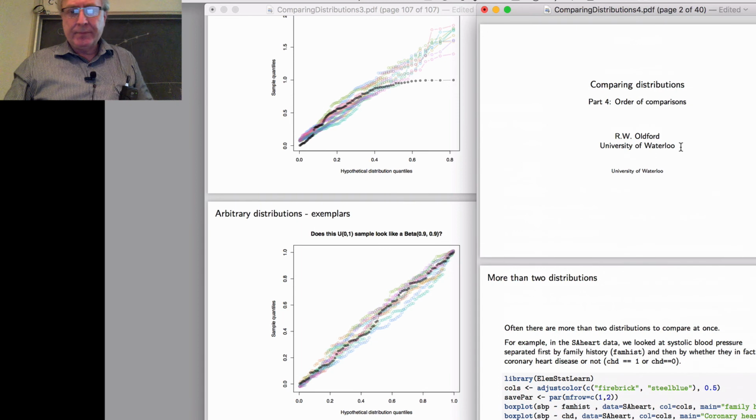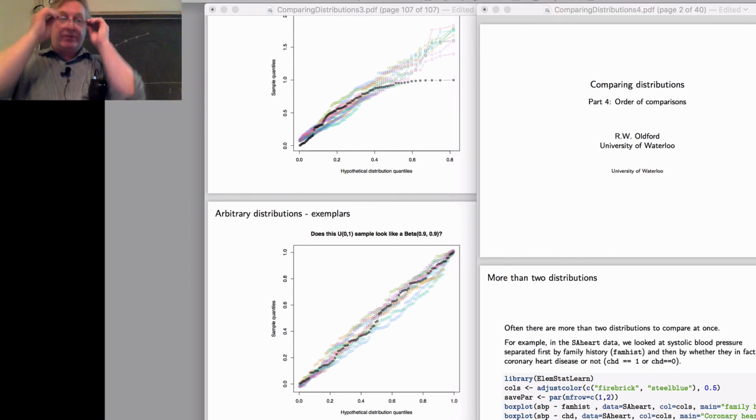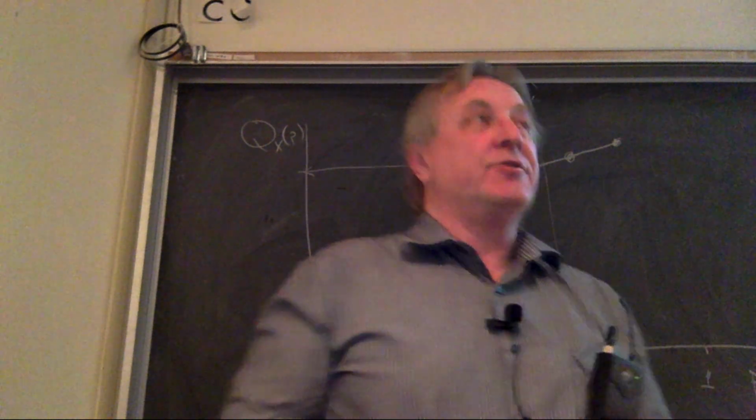Okay. Other questions about these? So the advantage of that is the self-calibration. It's giving you a little bit more information on how excited you should get about what you see compared to a simple QQ plot by itself. All right.